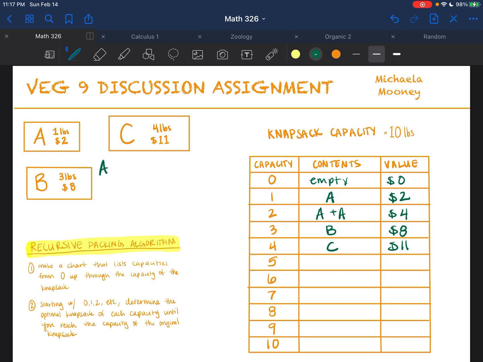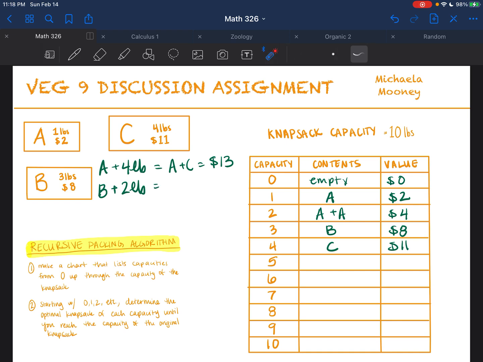Starting with A, which is 1 pound, 5 minus 1 means we have 4 pounds left. So we look at what the optimal capacity contents for 4 pounds would be, which we just found out is C. So we do our original A plus C, and C is $11, A is $2. So that combination has a value of 13. After A, we look at B. B weighs 3 pounds. If we fill 3 out of our 5 pound capacity, we have 2 pounds left over.